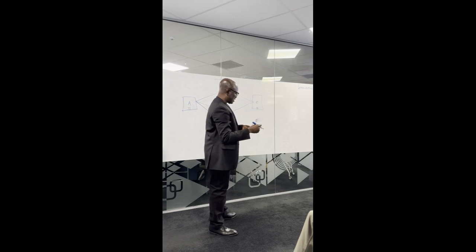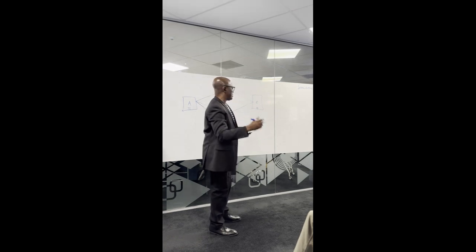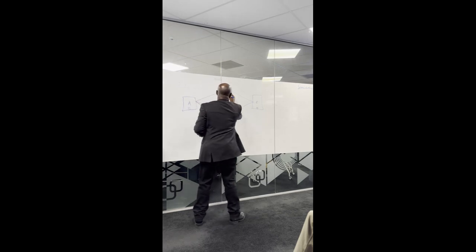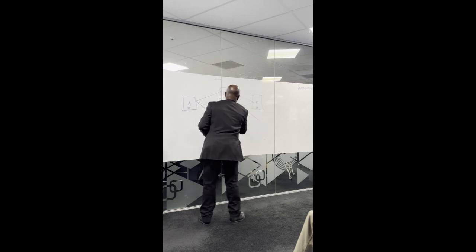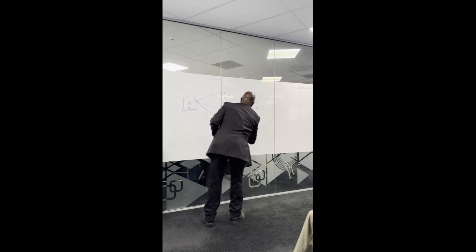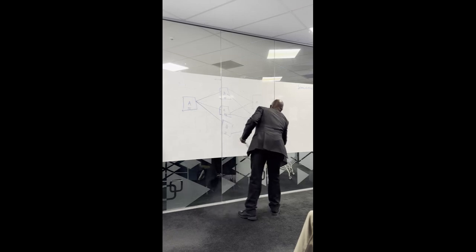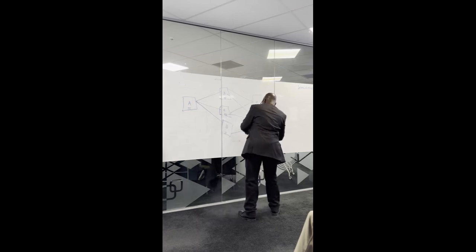Now we have activity F. It's preceded by B, C, and D. This is B, C, and D. Something like this. So we put activity F. 10 days, right? We put our 10 days here.